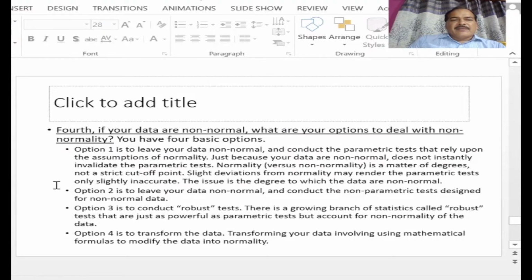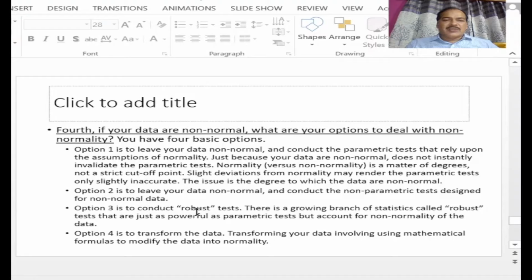Okay. But fourth, if your data is non-normal, what are the options to deal with it? The first option is to leave your data non-normal and conduct the parametric tests that rely upon the assumptions of normality. Just because your data are non-normal does not instantly invalidate the parametric tests. Normality is a matter of degree, not a strict cutoff point. A slight deviation from normality may render the parametric test only slightly inaccurate. The issue is the degree to which the data are non-normal.